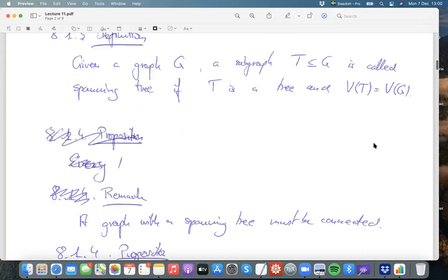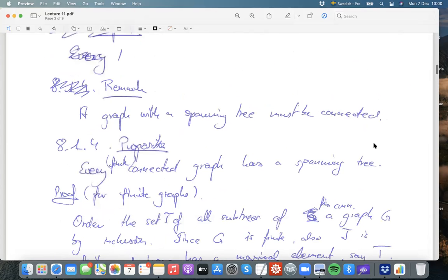Okay, now we have the following fairly simple remark: if a graph admits a spanning tree, then it has to be connected, of course. Because if a graph is not connected, there is no way we can find a tree which contains all its vertices, because the tree is a connected subgraph, and if our original graph is not connected, we have no chance.